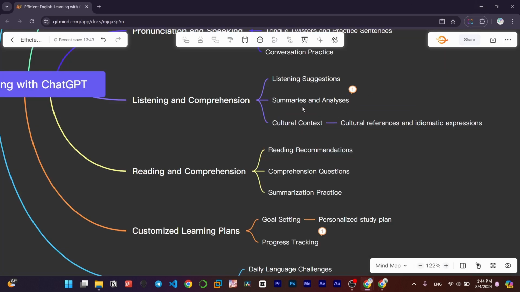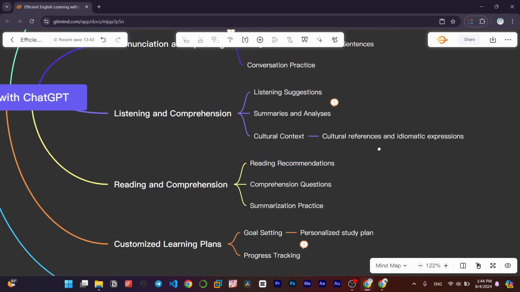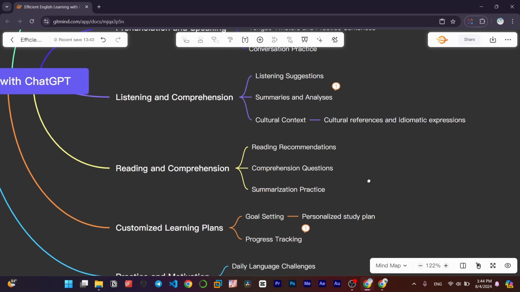So the best thing it can do for you is, as you see, cultural references, idiomatic expressions, you know, something that could be written. It's great. But about the other parts, it's not good. It's not good enough.